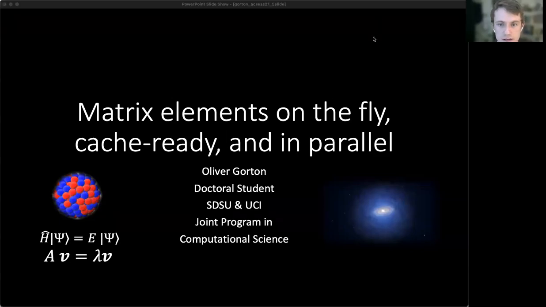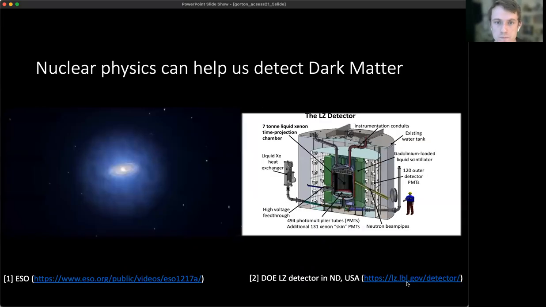Matrix elements on the fly, cache ready, and in parallel. My name is Oliver. I'm a third-year doctoral student in the computational science department, and I use computational science to study the structure and properties of atomic nuclei, the center of atoms.